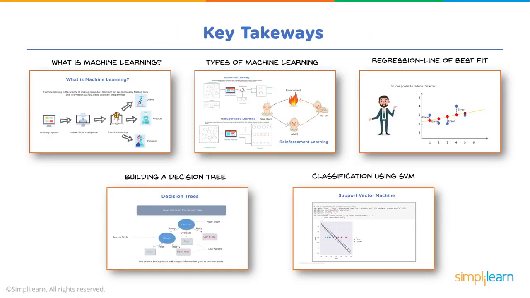So the key takeaways, what is machine learning? We discussed that with some of the different aspects of machine learning on there. We went into types of machine learning. If you memorize, we have supervised, unsupervised, and reinforcement learning. We discussed regression line or best fit. And we did the building a decision tree and what the logic is behind that. And finally, we did classification using SVM, support vector machine, and we did the code in there.